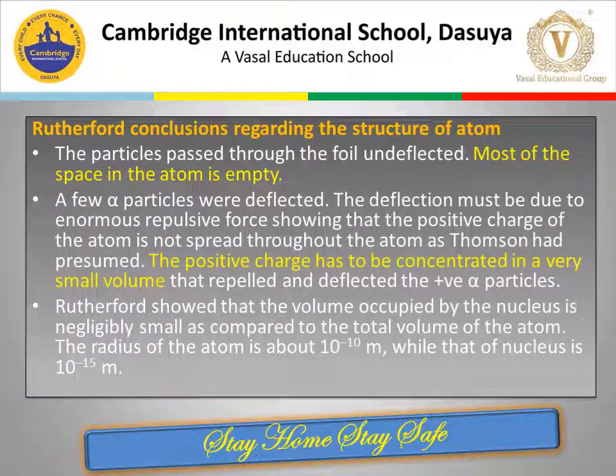Now what were the conclusions drawn by Rutherford regarding the structure of the atom after his alpha particle scattering experiment? Since most of the alpha particles passed through the foil undeflected, which meant that most of the atom was empty.